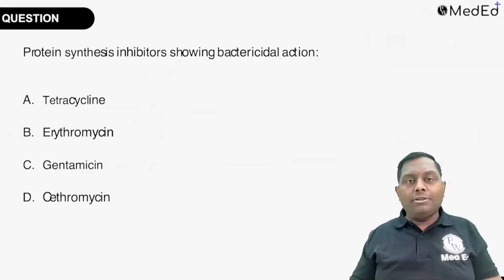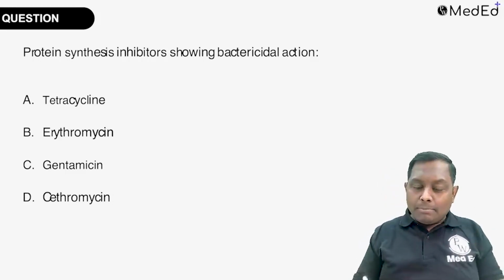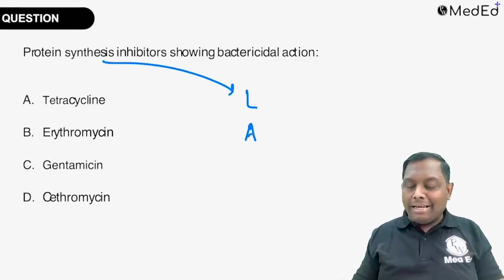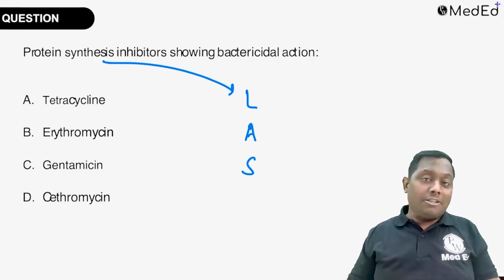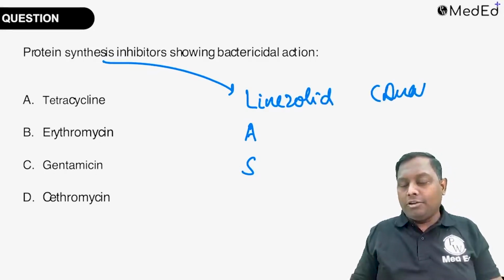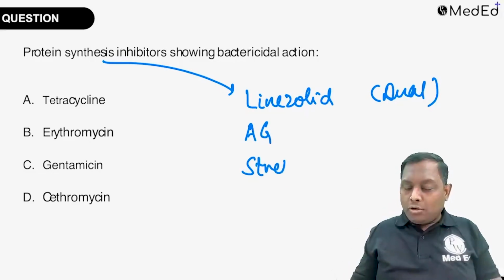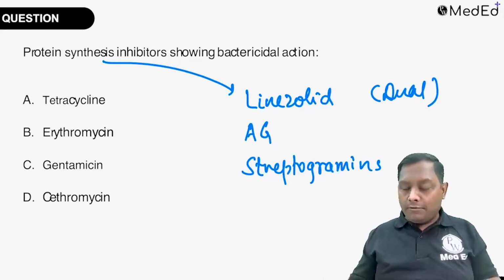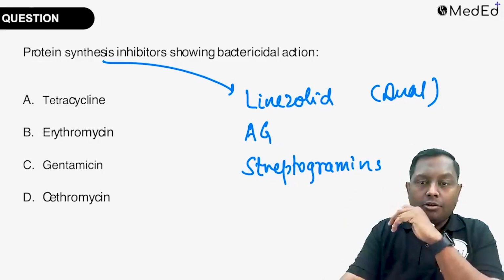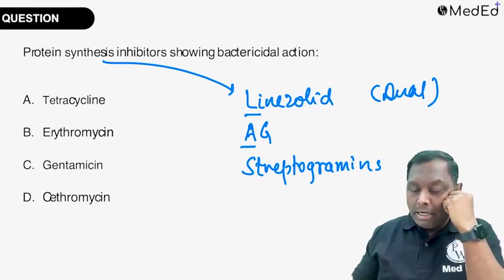A protein synthesis inhibitor showing bactericidal property. See, protein synthesis inhibitors are actually supposed to be static in nature, but there are some protein synthesis inhibitors which are going to kill your bacteria. So linezolid: linezolid has a dual property, that means it is cidal for some and static for some. Aminoglycosides are cidal mainly. Streptogramins also, that is quinupristin and dalfopristin. They also have cidal property.